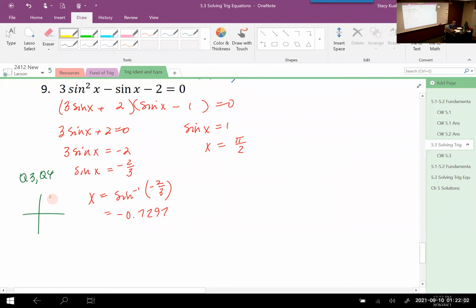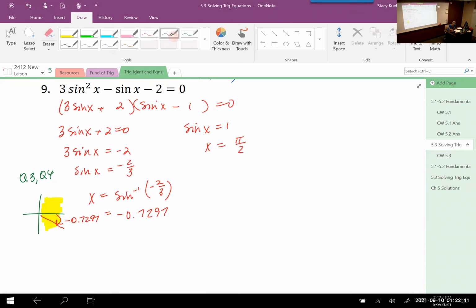We restricted it to only look at one positive and one negative angle. So when you took the inverse sine of -2/3, you got this angle of -0.7297, correct? That's what your calculator returned. But I'm looking for the angles where the sine gives me -2/3. Those angles are going to be positive, because I'm looking for angles on the interval between 0 and 2 pi.